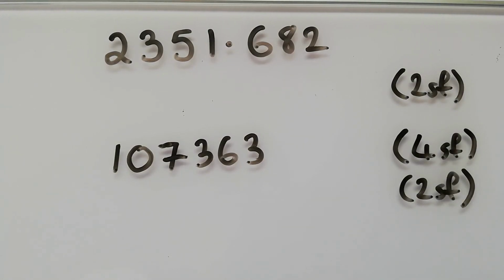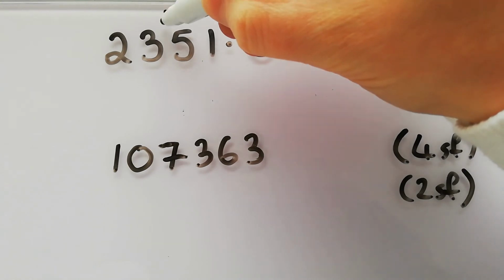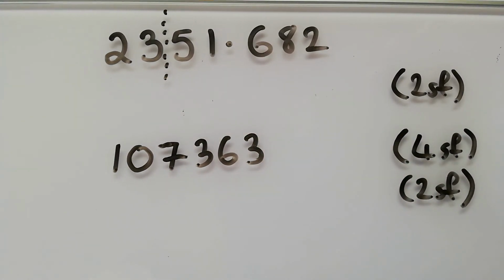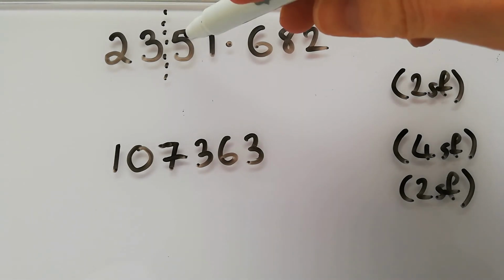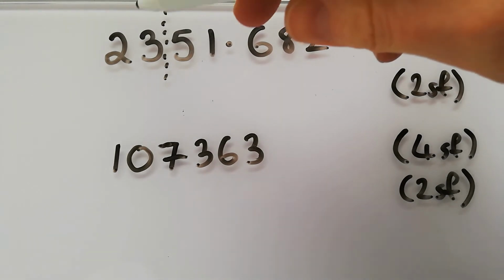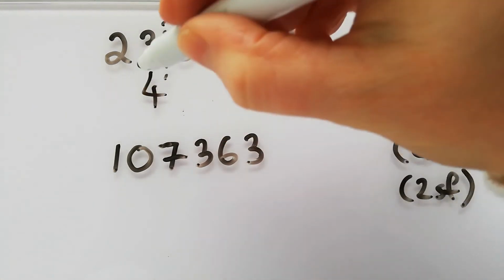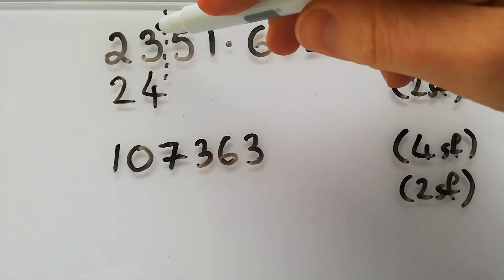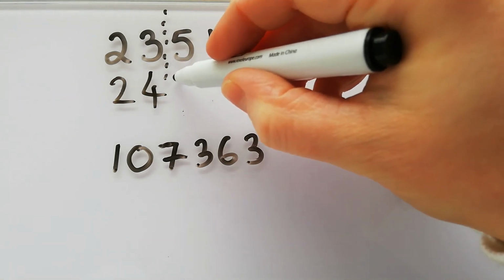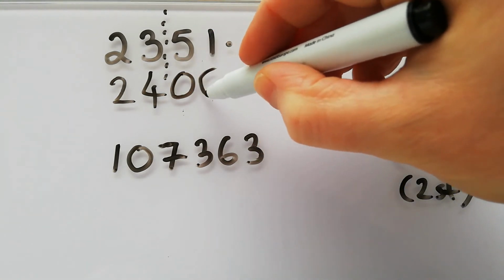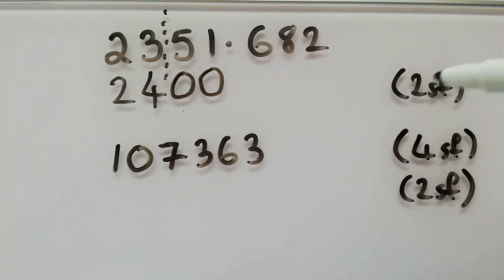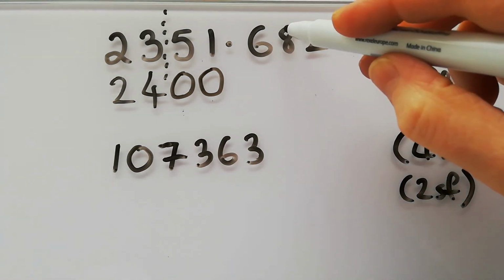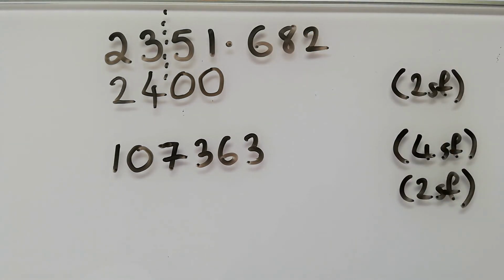If I only wanted it to 2 significant figures, then I'd make the cut there between the second and third. Because that number is 5, it means that the 3 gets moved up to 4, the 2 stays as 2, but 24 is much smaller than 2,000 and odd, so I fill in a 0 where the 5 was and a 0 where the 1 was. So to 2 significant figures, that number is 2,400.